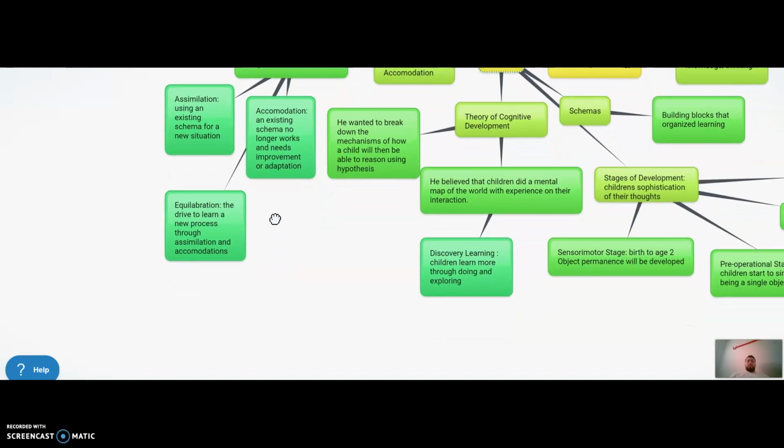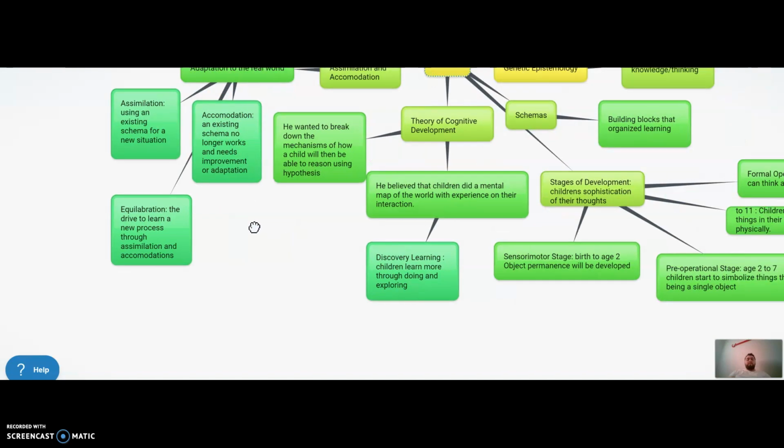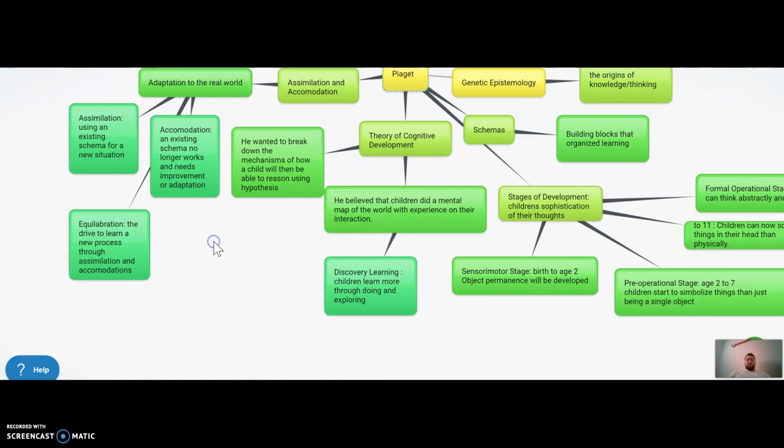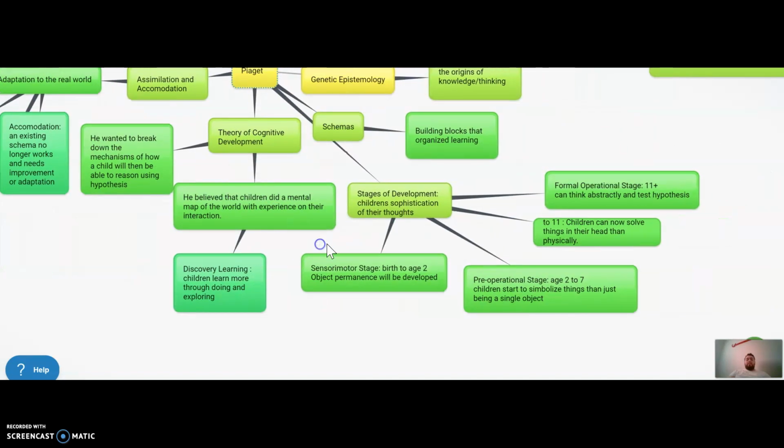So then it also has equilibration, the drive to learn a new process through assimilation and accommodation. So in order to find an equilibrium in a new process, the child will have to go through assimilation and/or accommodation in order to achieve that. Then we go into the stages of development.